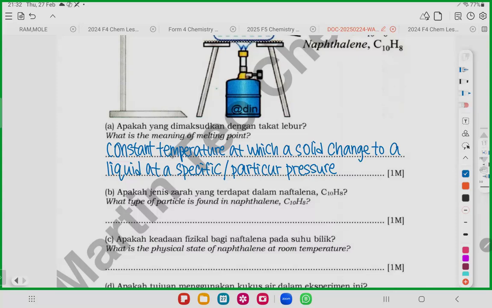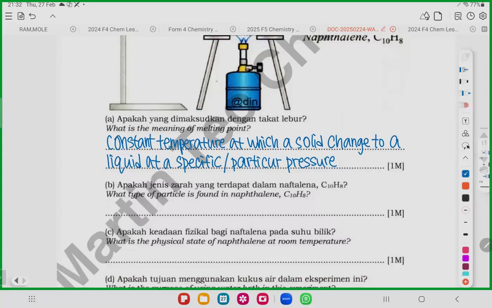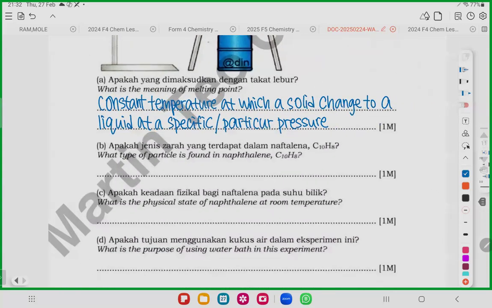Next one. What is the type of particle found in naphthalene? When you see the word particle, it means atom, molecule, or ion. Naphthalene is made from carbon and hydrogen. The name doesn't have ion, so they are non-metals. Non-metal carbon and non-metal hydrogen join together, you get a molecule.